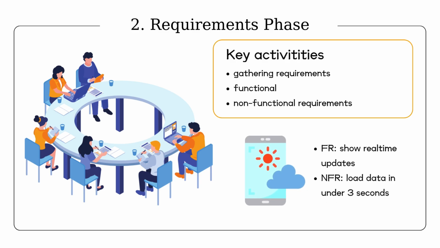For our weather app, a functional requirement could be showing real-time weather updates, while a non-functional requirement might be that the app should load data in under 3 seconds, even with heavy traffic.